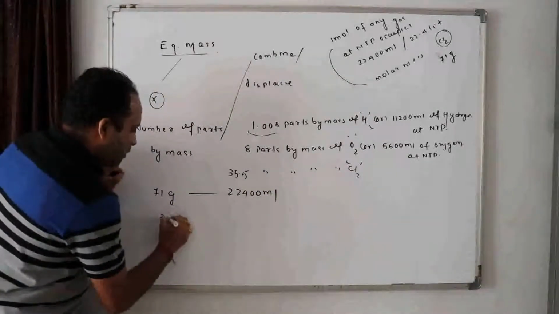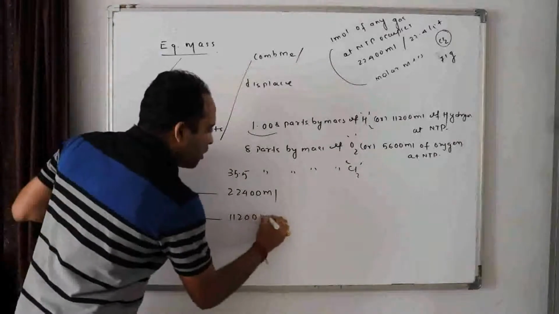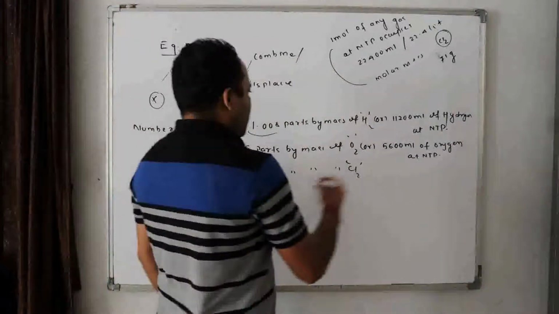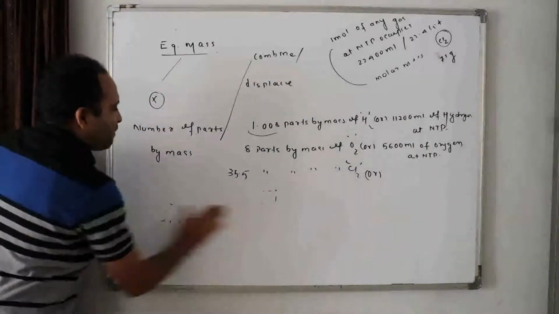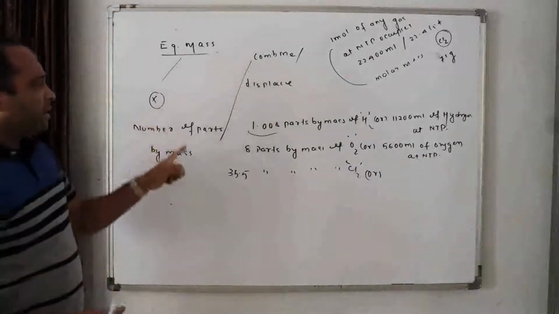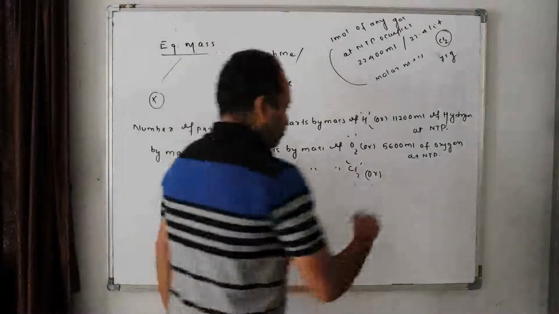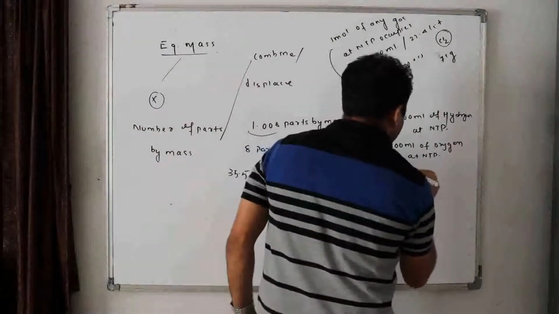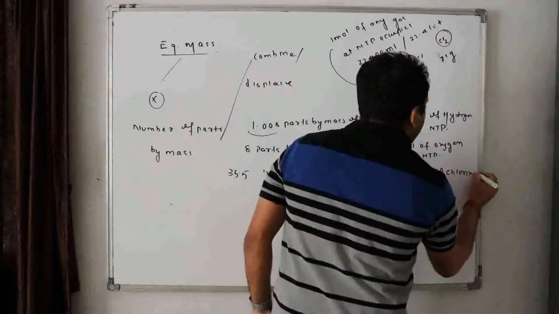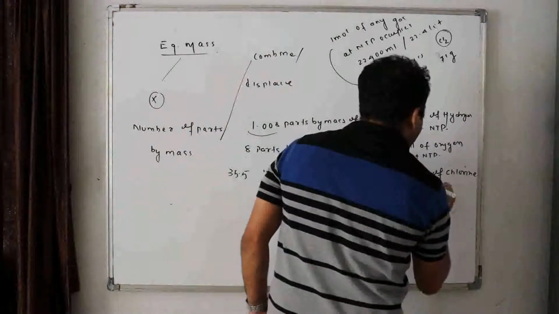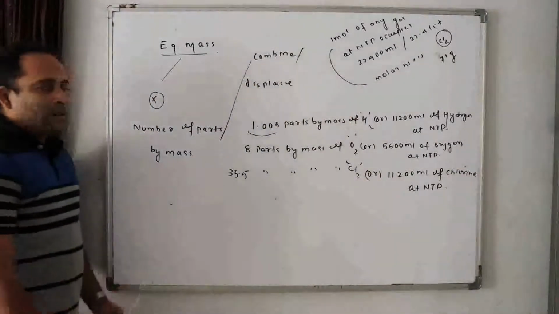Now 35.5 gram will occupy 11200 ml. So clearly I can say, equivalent mass is defined as the number of parts by mass of it which can combine or displace how much? 35.5 parts by mass of chlorine or 11200 ml of chlorine at NTP. Easy? Any doubt?